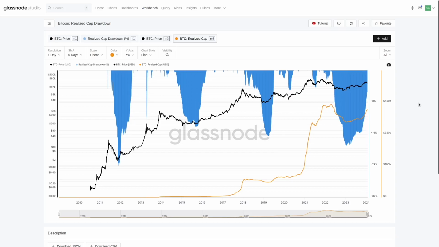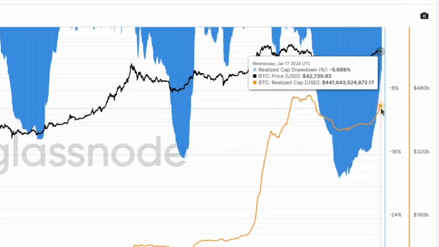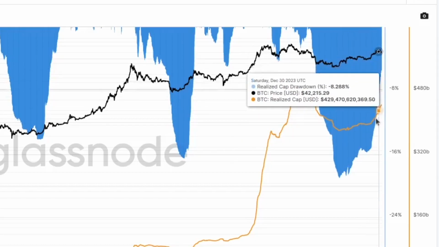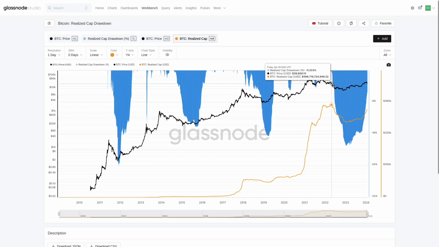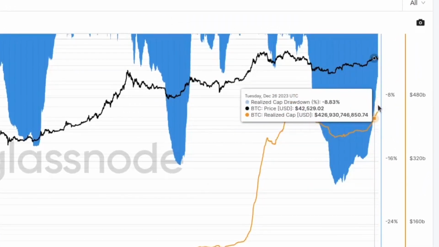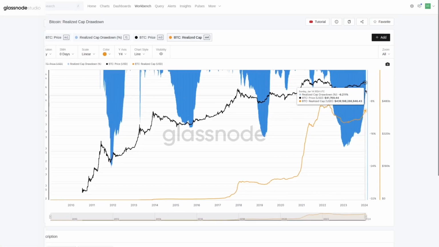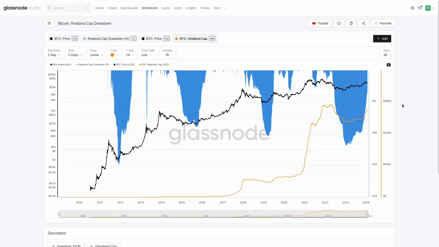Now, why does it represent capital inflows? We can see we actually have a strong uptrend in play on the realized cap. The blue curve in the background is the drawdown of this metric from its all-time high. And again, coming back to that concept of duration, how long does it take the realized cap to dip and actually fully recover? You can see we are significantly rallying. We've got an acceleration of capital inflows since October.